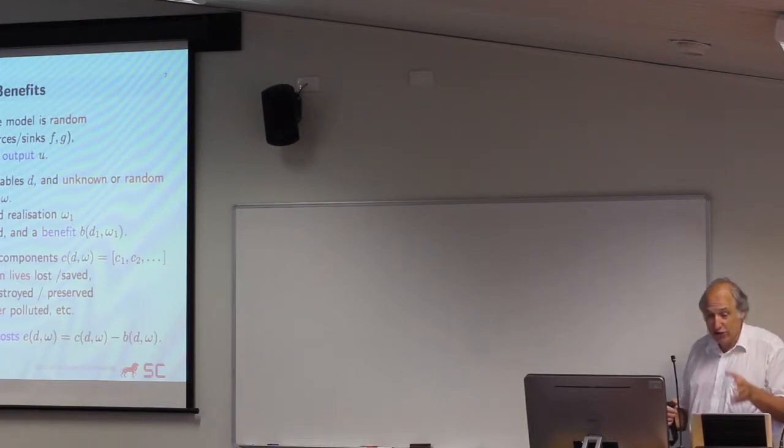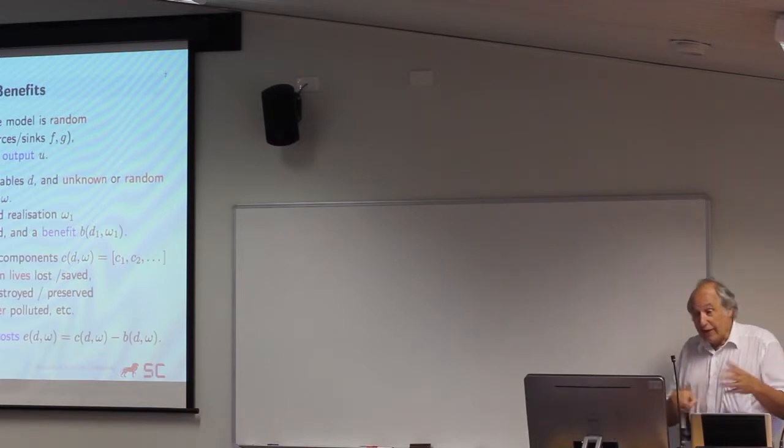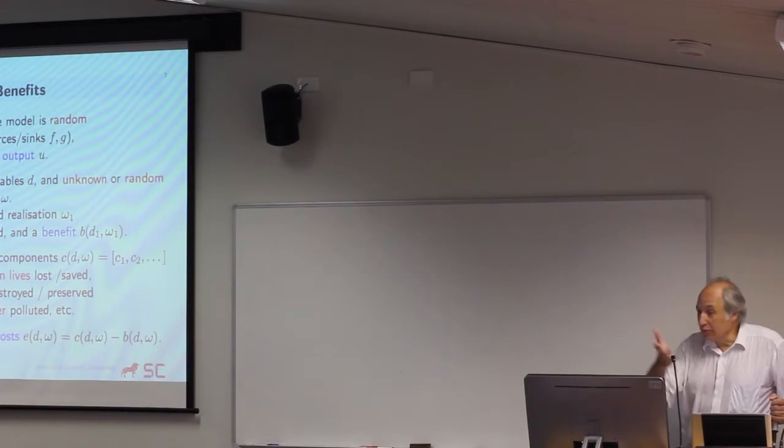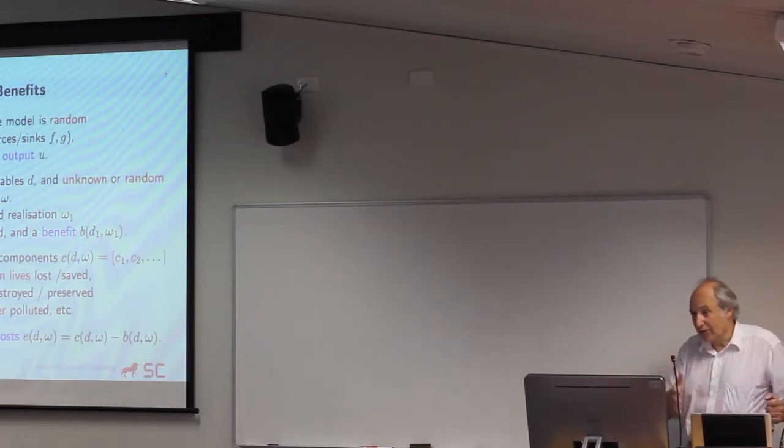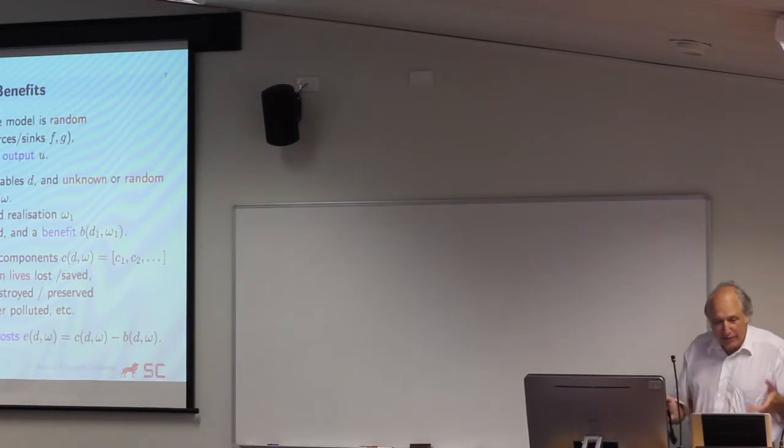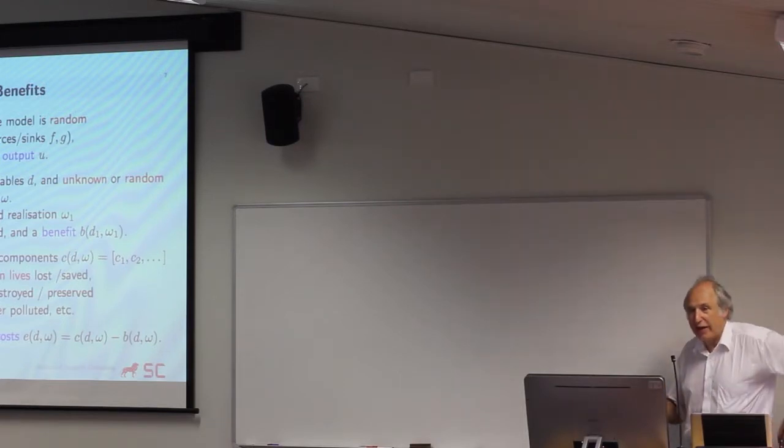So, design or decision variables. And then you have unknown or random variables, which you don't know how they turn out. You will later meet one realization, and this happens or this doesn't happen. Okay. To each design and realization, there's typically a cost associated with it and a benefit.